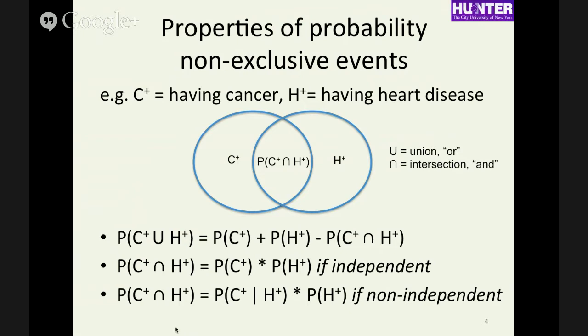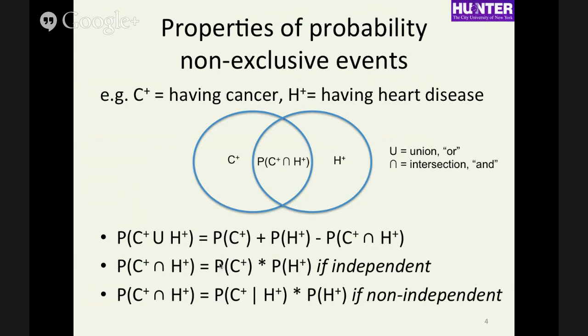Unless one of these is 1, then it'll be the same, because that event happens for certain. If they're not independent, then you have to replace this statement here. Instead of just probability of cancer times the probability of heart disease, you can replace it with probability of cancer conditionally on having heart disease times the probability of having heart disease. So that non-independence just means that this conditional probability doesn't simplify into this marginal probability.